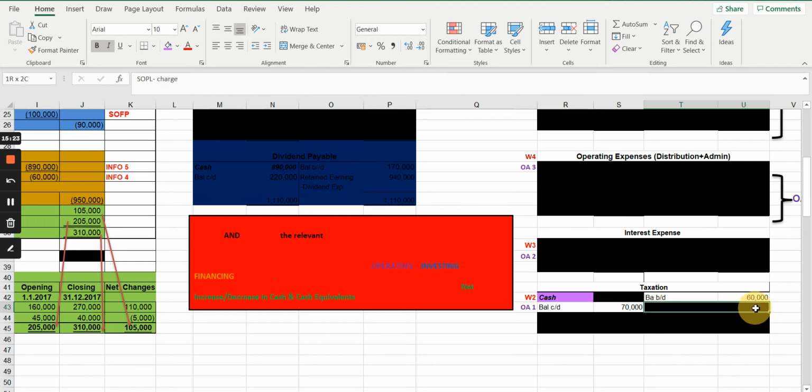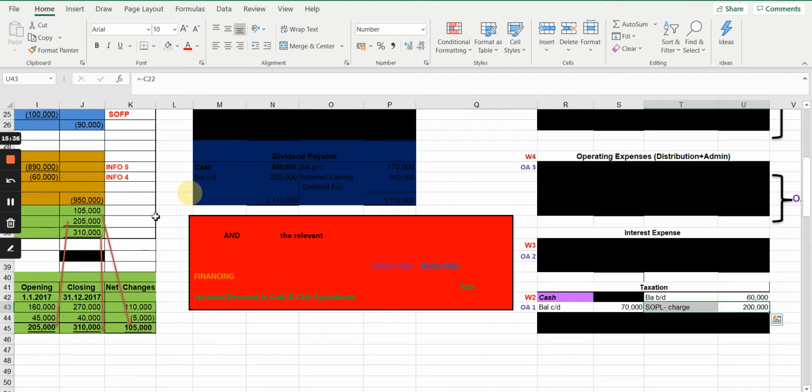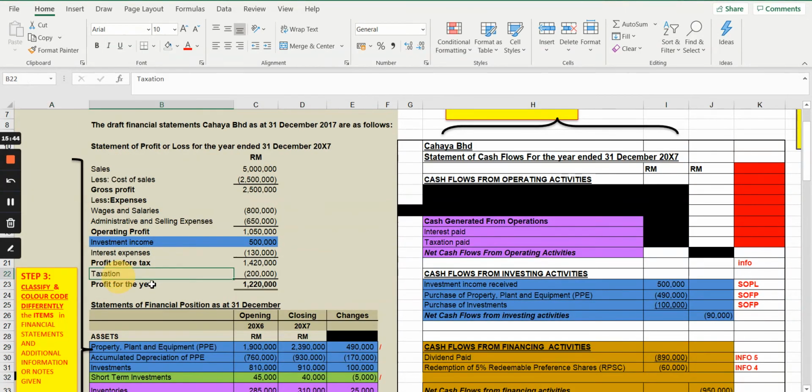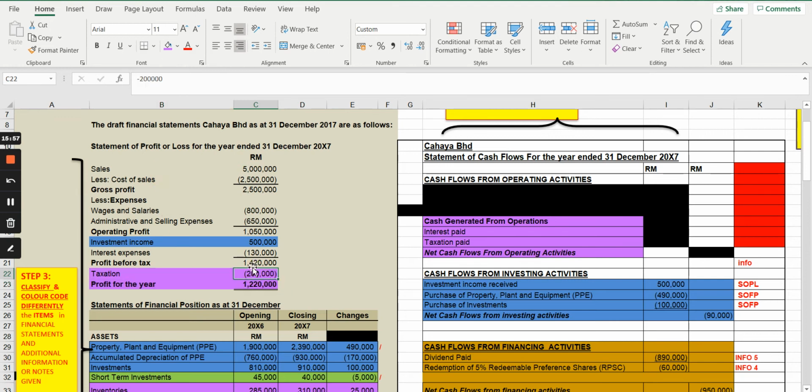To do this, you need to find out what your tax charge during the year is. Tax charge during the year is given where? It is given in your statement of profit or loss. So let's go to the statement of profit or loss and see how I get that 200,000. The statement of profit or loss is here. This taxation, these are all operating activities, so these are purple here, right? So that taxation of 200,000 should be put in your taxation account.